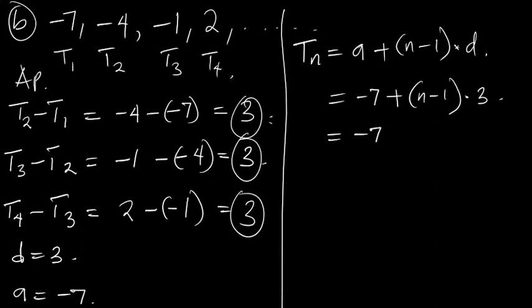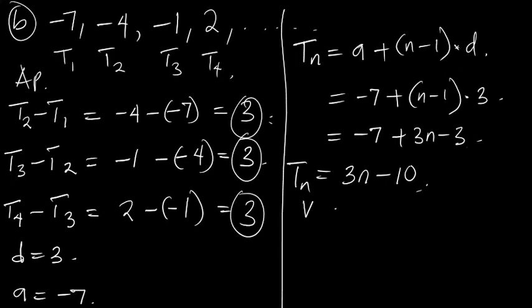So we now have, let's open up this bracket, -7 plus 3n minus 3. So this will give us 3n minus 10, because -7 minus 3 will give you -10. So the nth term is equal to 3n minus 10.